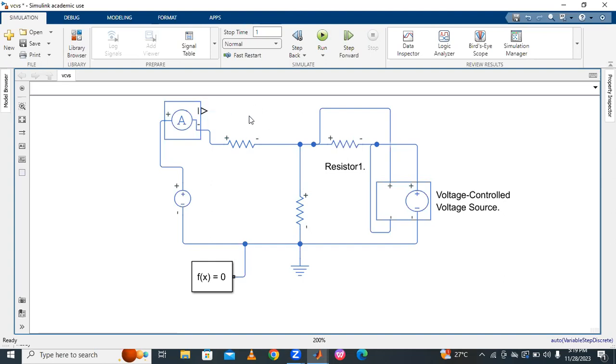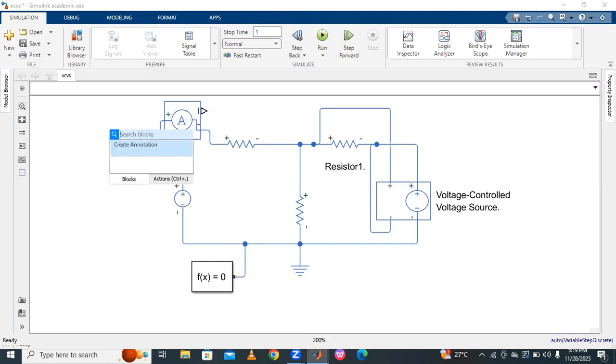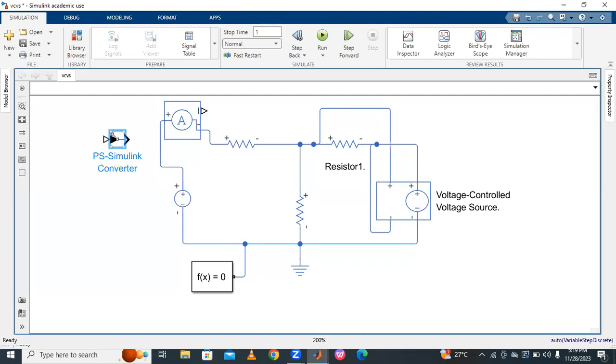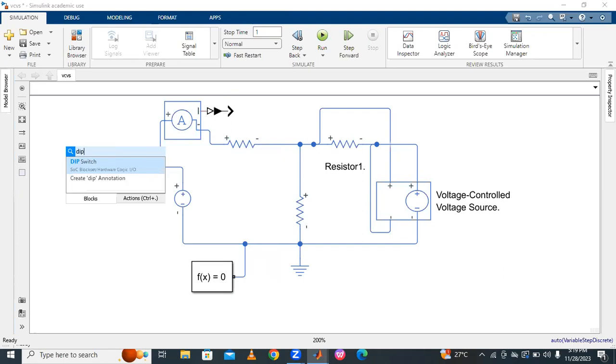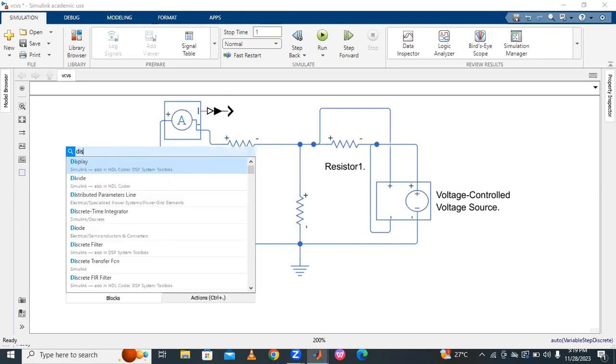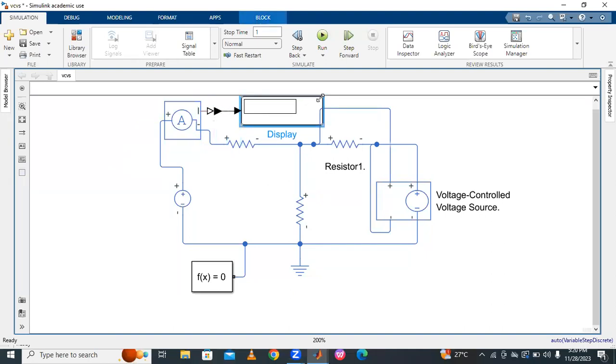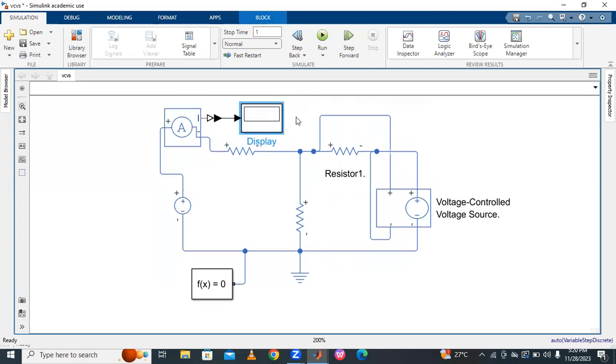To display the current, to connect a display, a PS-Simulink converter is required. Place the PS-Simulink converter here like this. And to display this current, one display block is required. Take a display block like this. This is called the display, to display the current.